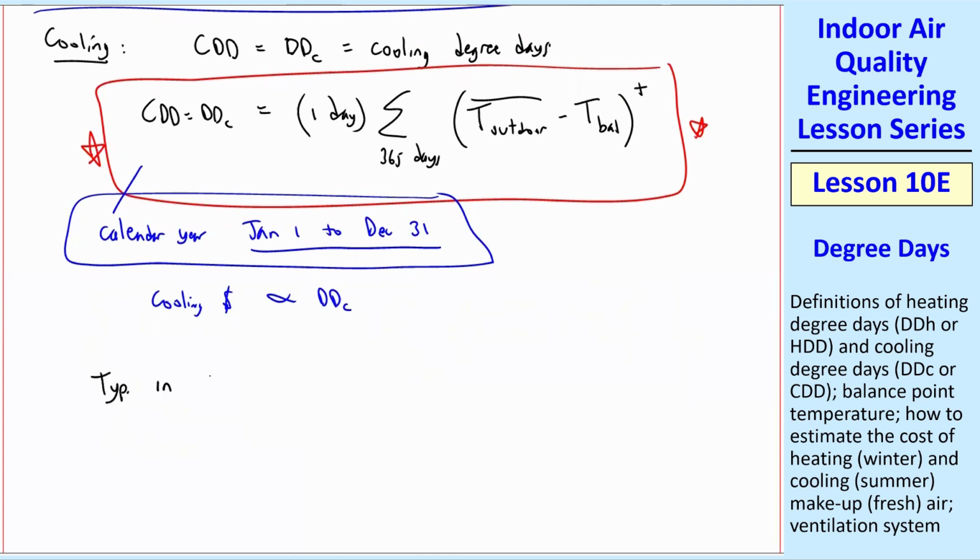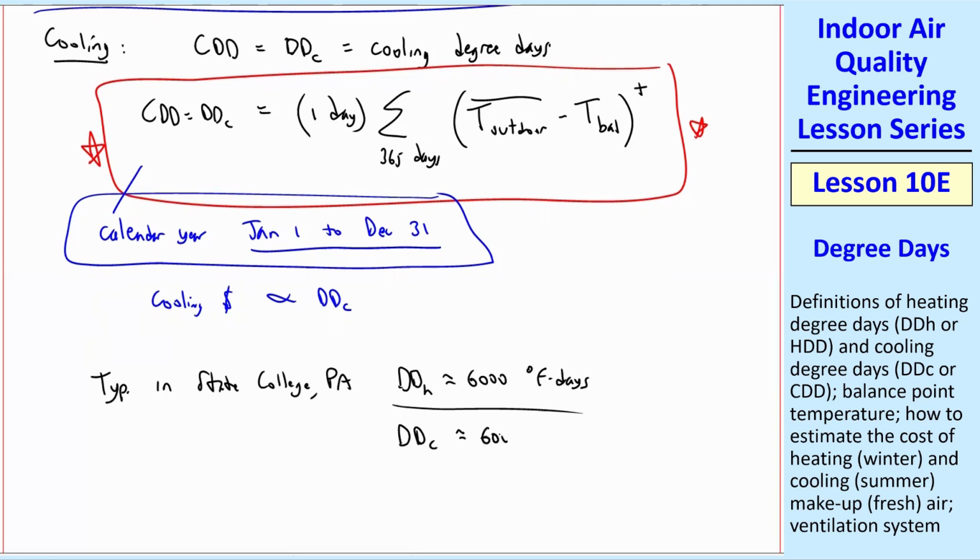Typically in State College, PA, which is where I live, the heating degree days is typically around 6,000. Remember, the units are degree F days. And DDC is typically around 600 to 800, depending on whether we have a cold or hot summer, degree F days. So you see that heating in State College is a lot more expensive typically than cooling, and you have a lot more degree days to heat than to cool.